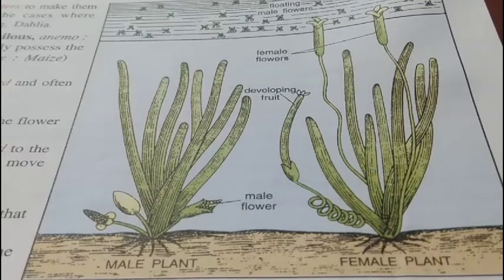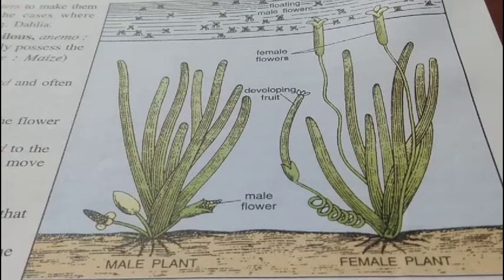Anthers are large and loosely attached. Pollens are produced in very large quantities. Pollen grains are usually very light, dry, and smooth in structure. The stigmas are feathery and they hang out of the flower to trap the pollen grains. Such anemophily plants include maize.